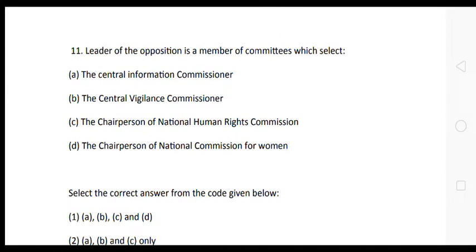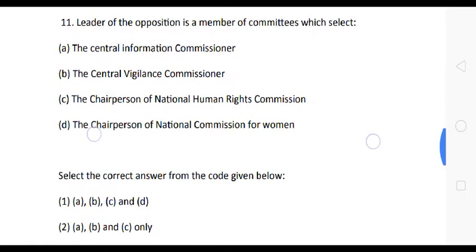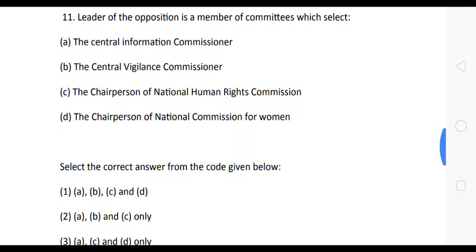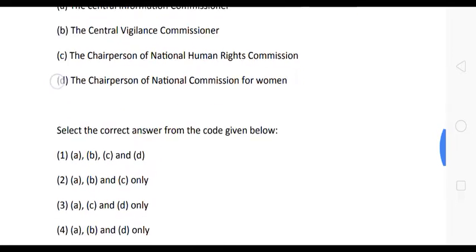Okay, friends. Now let us see the next question. Leader of the opposition is a member of committees which select. Options are A, the Central Information Commission, B, the Central Vigilance Commissioner, C, the Chairperson of National Human Rights Commission, D, the Chairperson of National Commission for Women.